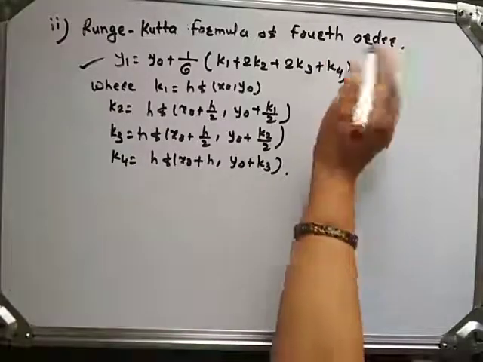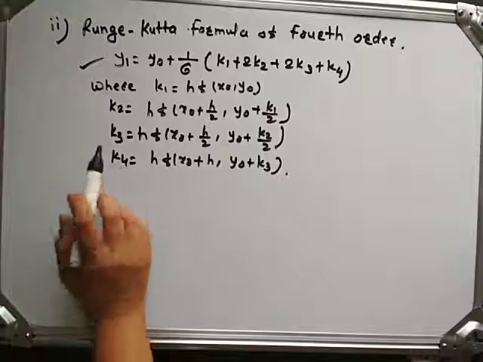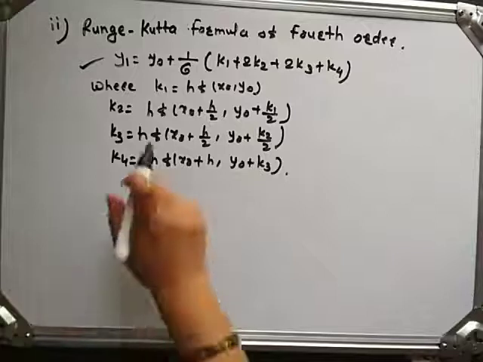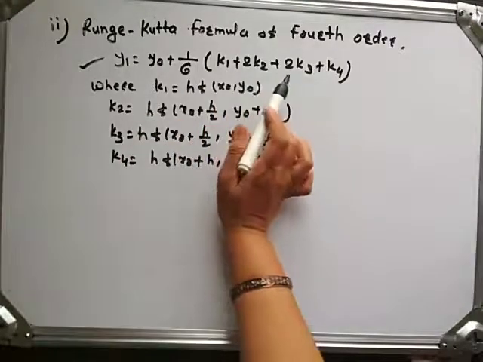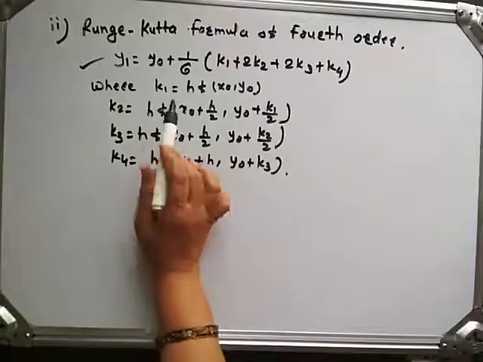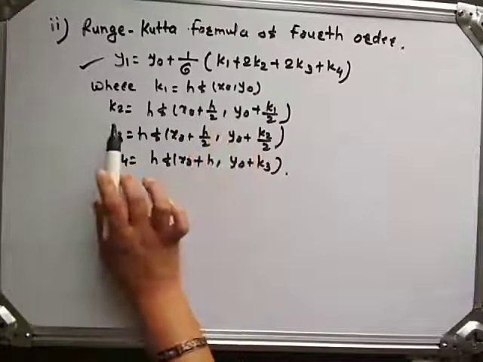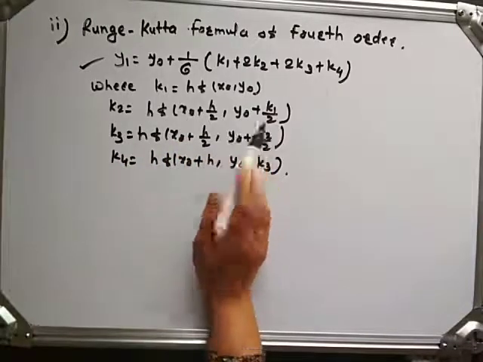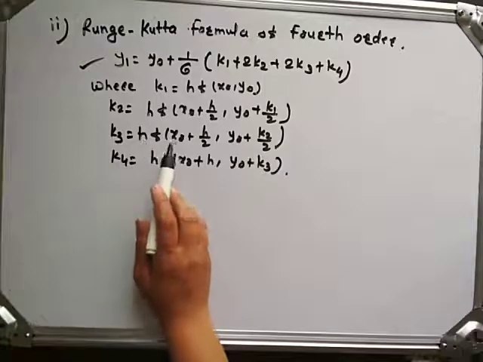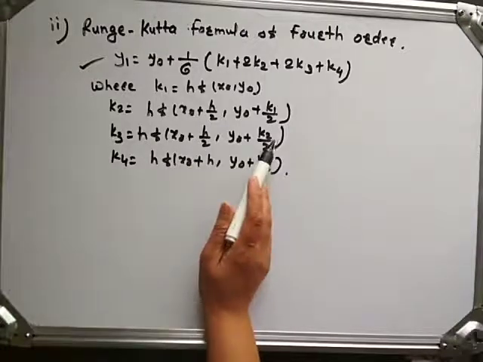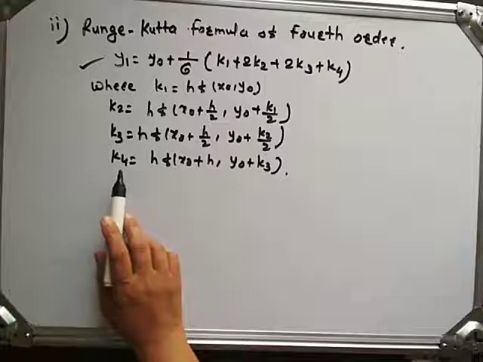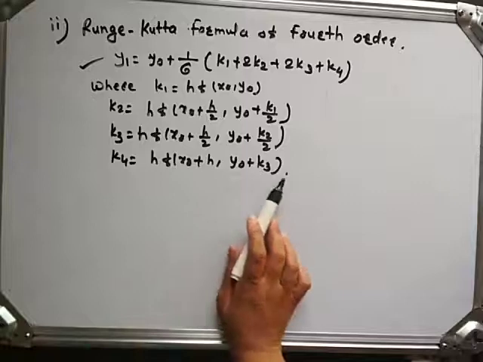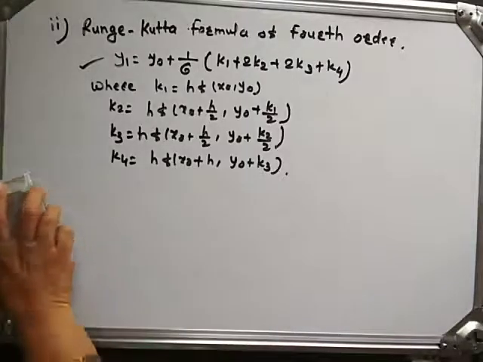Of fourth order. The formula is y1 is equal to y0 plus 1 by 6 into (k1 plus 2 k2 plus 2 k3 plus k4), where k1 is h into f of (x0, y0), k2 is h into f of (x0 plus h by 2, y0 plus k1 by 2), k3 is h into f of (x0 plus h by 2, y0 plus k2 by 2), and k4 is h into f of (x0 plus h, y0 plus k3). Okay students, keep in mind this formula.